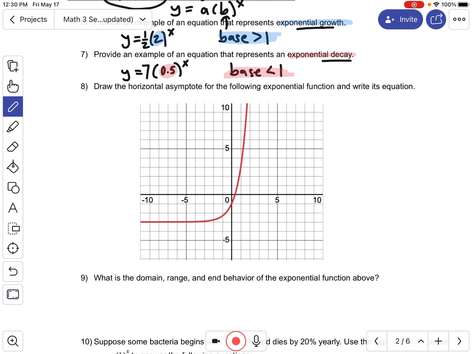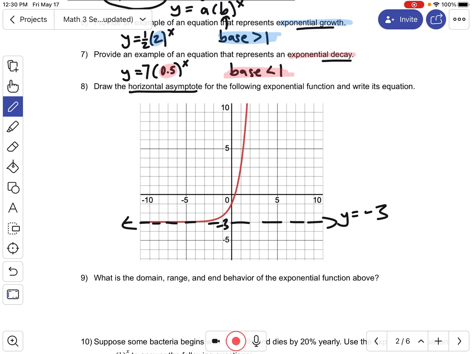Okay, so the next one would be what is the horizontal asymptote? And the asymptote is the boundary that this exponential equation is approaching. You can see right here, it's pretty much flat, and so this is where the asymptote would go. So you'd have this here, and this is going through the point -3. And because this asymptote is horizontal, it's going to be y equals -3.